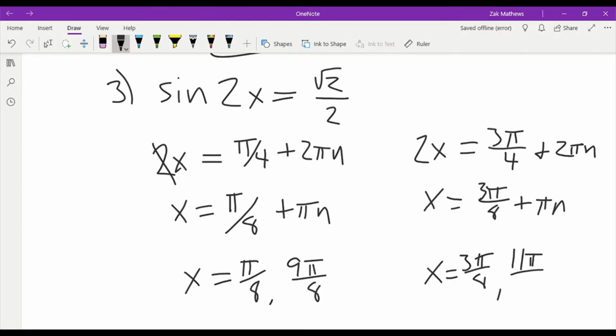Now, why am I stopping there? Well, on both of these, if I take 9 pi over 8, add 8 more, that'd be 17 pi over 8. That's too much. I've added 2 pi to something that started greater than 0. It'd be too much. If I take the 11 pi over 8, add another 8 pi over 8, again, it's too much. So we have 4 solutions.